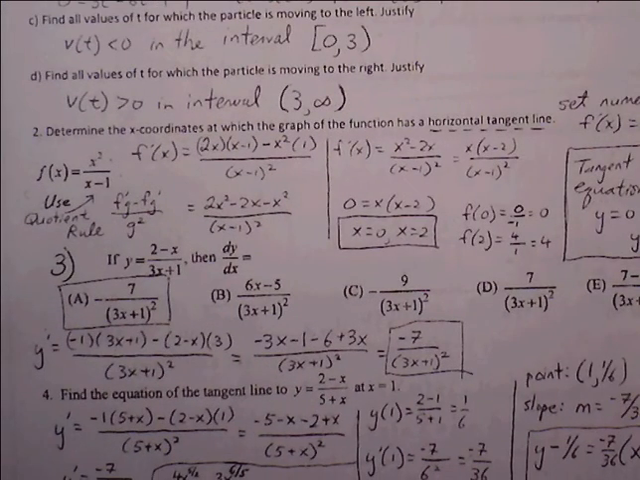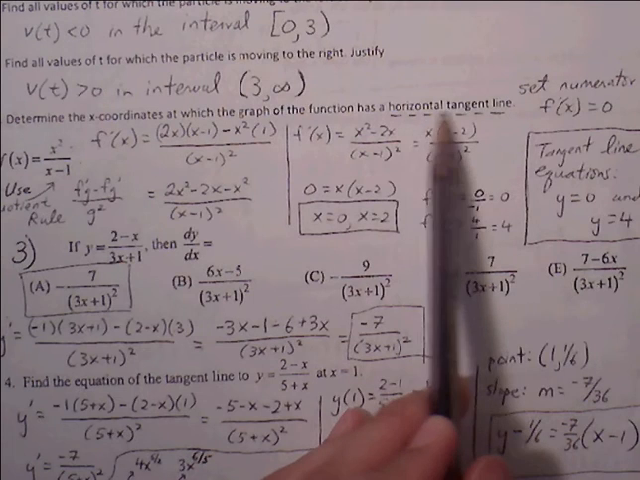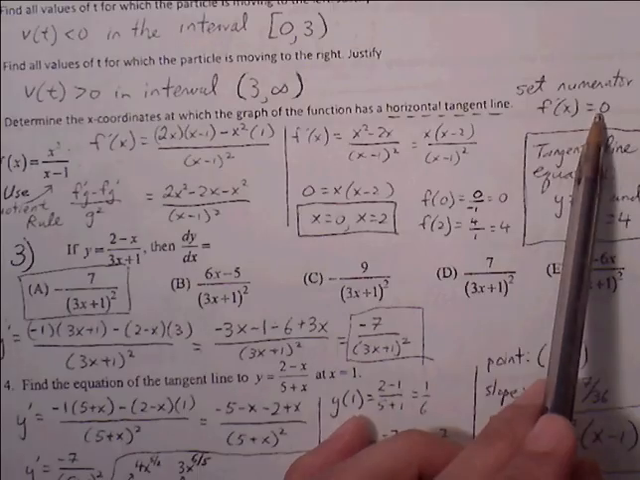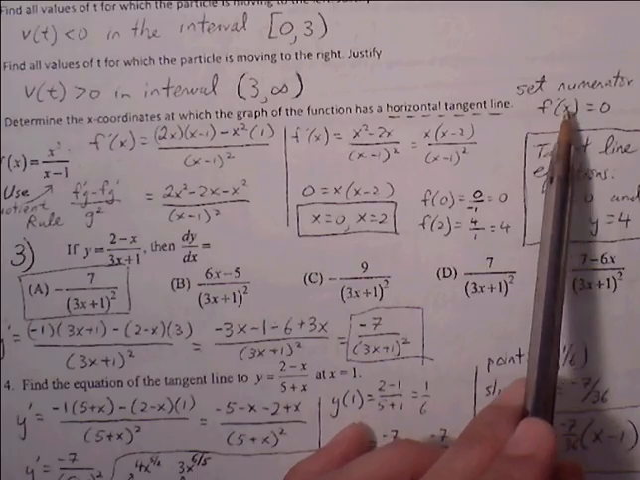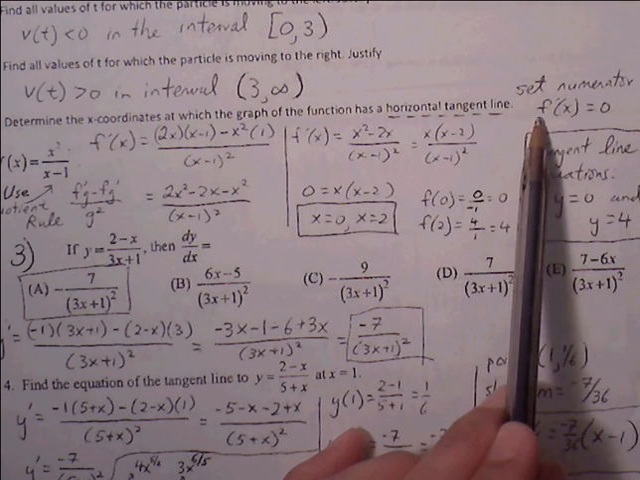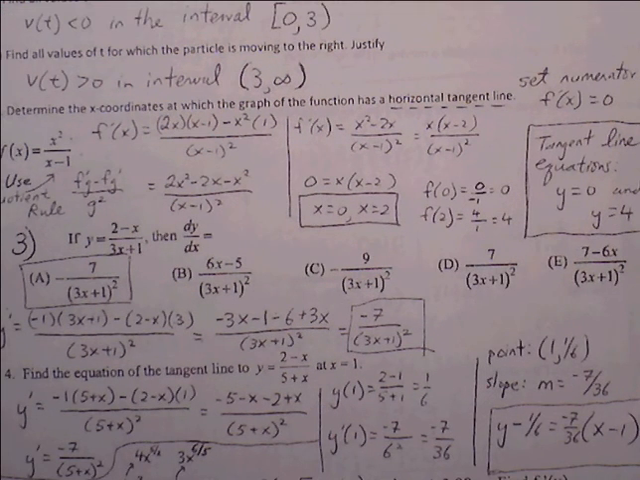Number 2, determine the x-coordinates in which the graph of the function has a horizontal tangent line. So horizontal tangent line, we can determine this by finding the derivative and setting the numerator of the derivative equal to 0. That's where the horizontal tangent line will occur. Vertical tangent line will occur where the denominator of the derivative is equal to 0. But the horizontal tangent line is where the slope is equal to 0. If there's a numerator and denominator, we're only looking for values of x that will cause the numerator to be 0 and therefore the derivative to be equal to 0.